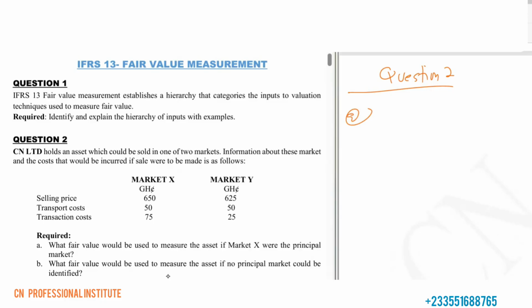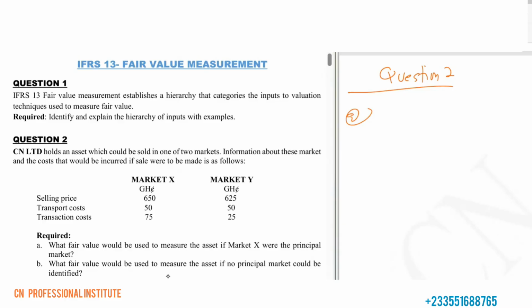So we said clearly that the standard says we always have to identify the principal market. We have to determine fair value using the principal market. It is when there's no principal market that we use the most advantageous market. But this is saying X is the principal market. So what it means is that we have to go to market X and find the fair value using market X. That's all.